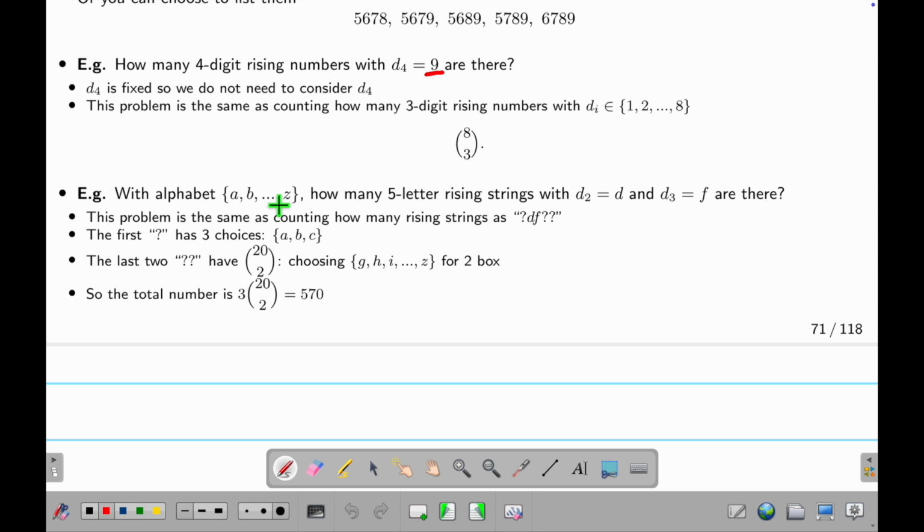And then here's another example. Suppose now it's not 0 to 9, it's A, B, C, D, E, F, G. How many 5-letter rising strings with D2 is D and D3 is F are possible? That means I actually have a string like question mark, D, F, question mark. Then, in this case, how many are possible for the first question mark? Everything before D, so A, B, C, right? So you have 3. And then, what about the last letter? Every letter after the F, that means G, H, I, J, okay? So you have this. The first one, you have 3, because it's 3 choose 1. The last one, you have this number, okay, 20 choose 2, so done.